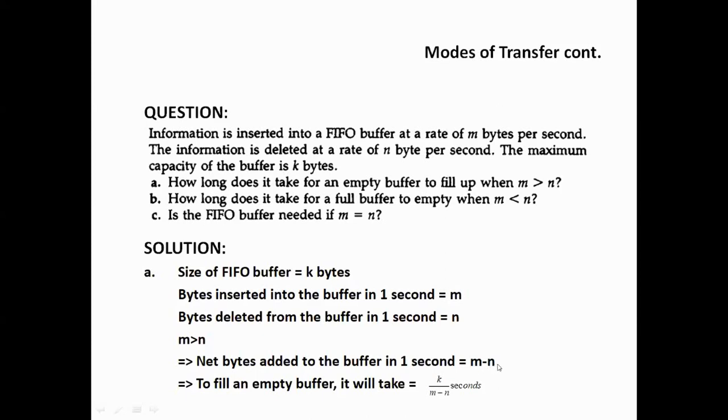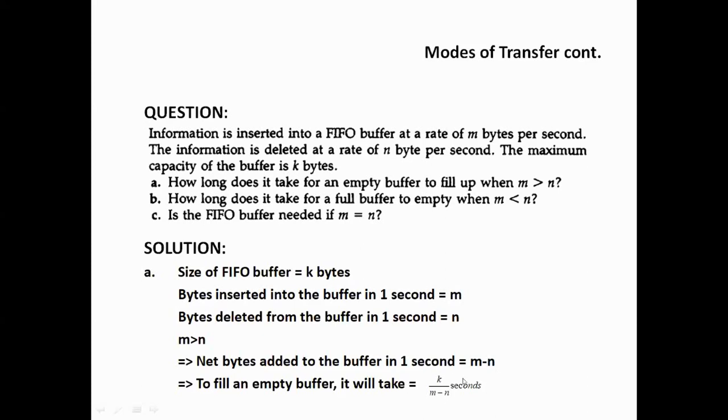M are added, n are deleted. M is greater than n. So how much will be the total increase? It will be m minus n. So now this is very easy. If in 1 second this many bytes are added to the buffer, how much time will it take to fill the whole buffer which has size k? K divided by m minus n.